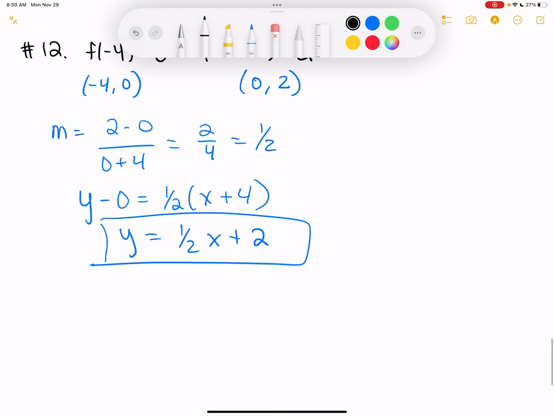All right, so the next one says to describe how to transform the graph of f of x equals x squared into the graph of the given function. Sketch each graph by hand. We're not doing that part. Sketch these. Oh, I see.